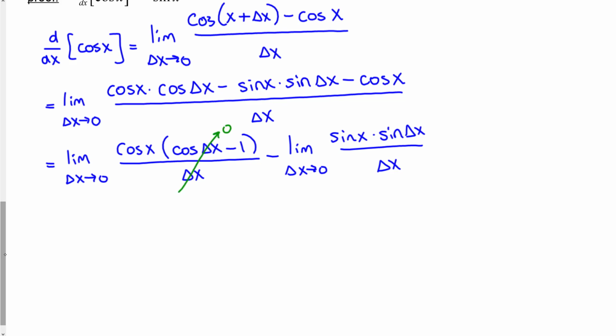And because that's going to go to 0, cosine x times 0 disappears. So all of that goes to 0. The limit of sine delta x over delta x, that goes to 1. So then I have negative sine x times 1, which results in negative sine x.